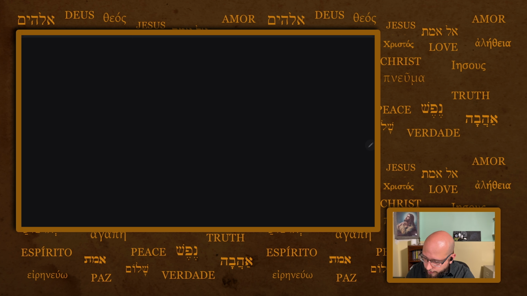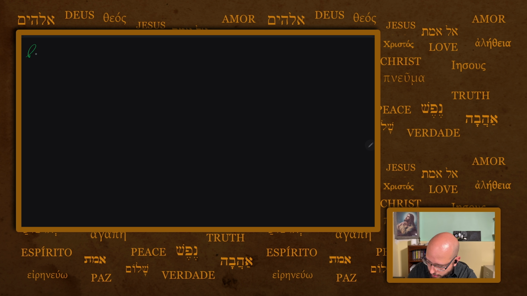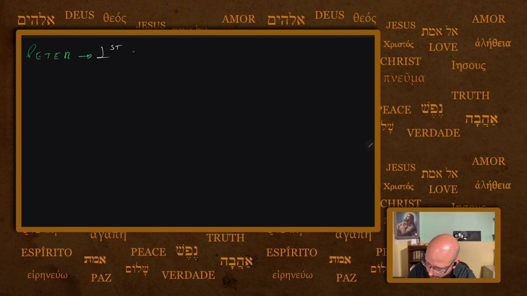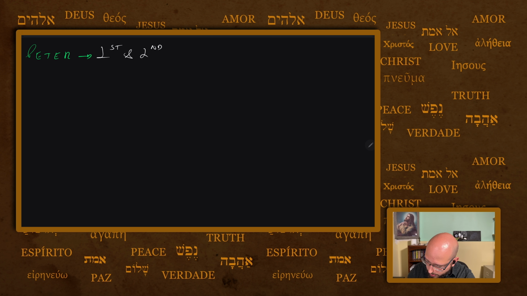And then we have the letters of Peter, which are separated in first and second. So it's not Peter's, it's Peter. First and second letters of Peter. Then we have the letter of James, put in another color because I'm putting the names of the apostles in a different color.